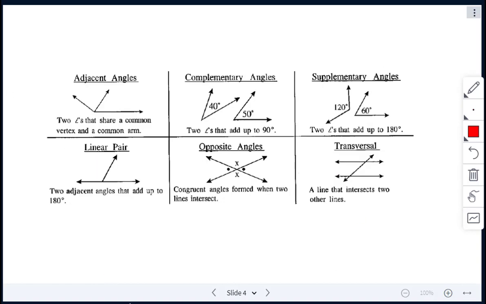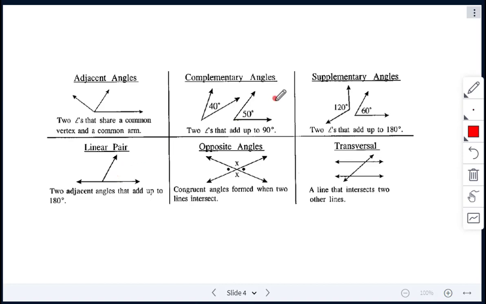On the next slide, we're looking at some more terms. Our first one is adjacent angles. Adjacent means beside. The definition of adjacent angles is two angles that share a common vertex and a common arm. So this angle and this angle would be adjacent angles.